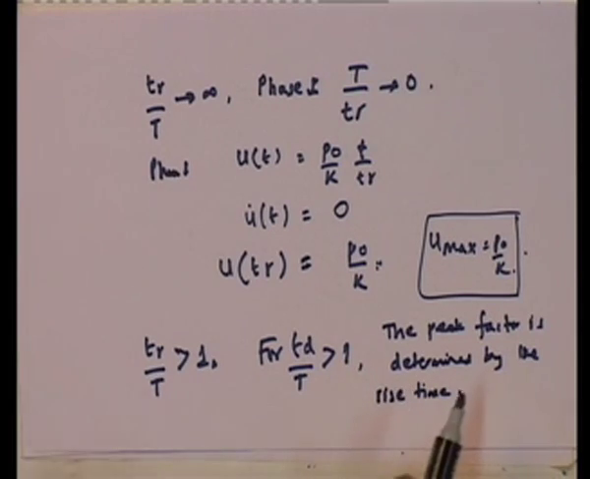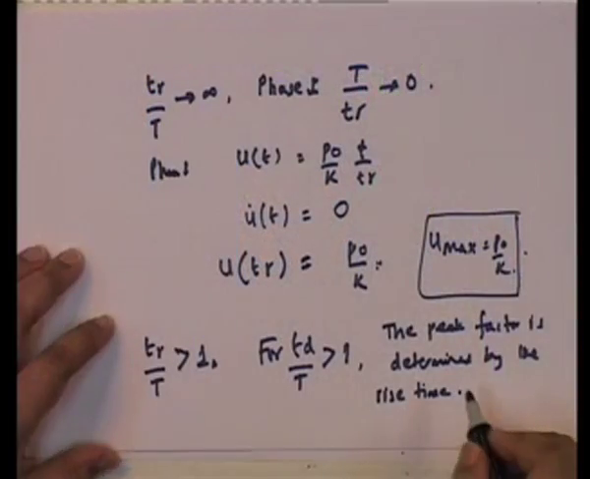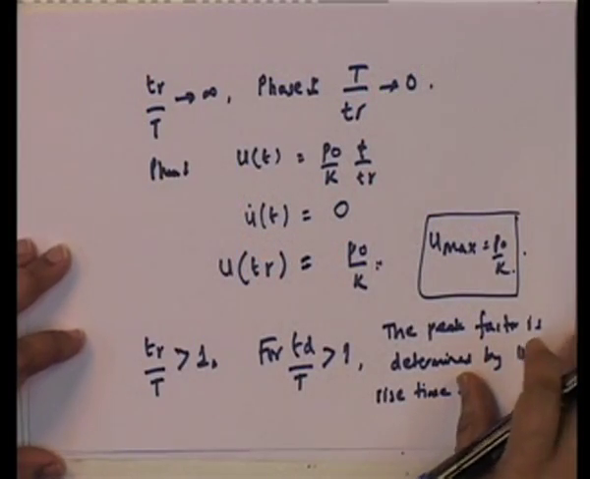So, if Tr by t is very fast, in other words, the rise time is very fast, meaning Tr by t tends to 0, you get 2 P naught upon k. If the rise time is very slow, Tr by t becomes very large, then d is equal to 1.